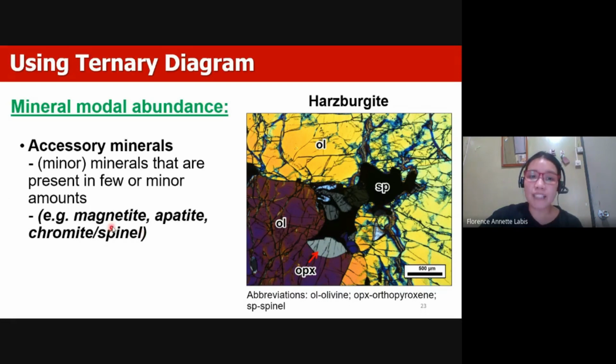Magnetite or apatite are usually found in volcanic rocks or even in mafic rocks such as gabbros or basalts. So here again, always remember the abbreviations: olivine is OL, orthopyroxene is OPX, and spinel is SP. Since they only comprise a minor amount in your sample, they contribute little to the rock nomenclature.